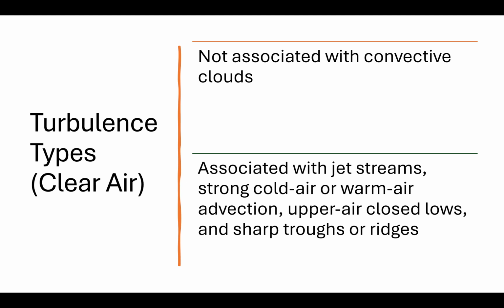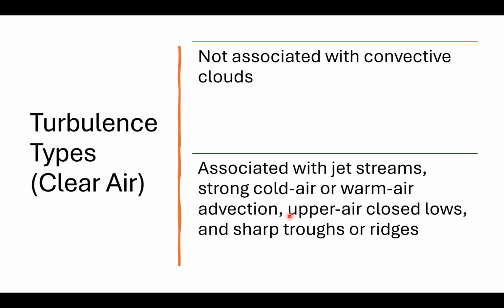You can't visibly see a rotor cloud or lenticular clouds. You can't see any kind of cloud that gives you a tip as a pilot that there might be turbulence ahead. This turbulence is not associated with any convective clouds. In fact, clear air turbulence is associated with jet streams, believe it or not.